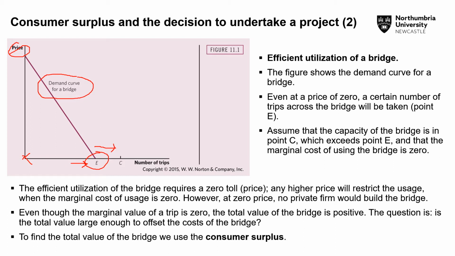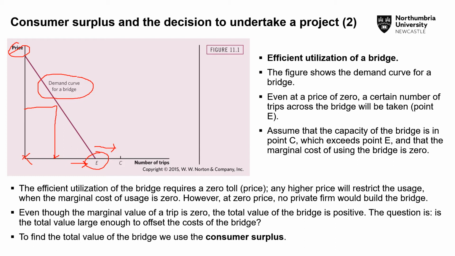Now, here we have a problem. The efficient utilization of a bridge requires a zero toll price. Any higher price results in restricted usage of the bridge. In other words, we should not be charging a toll. We should have a zero toll price on this bridge. Otherwise, we have fewer people using the bridge, so we are not approaching the capacity.